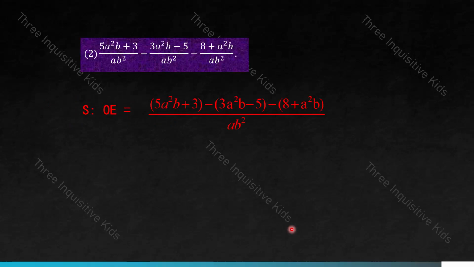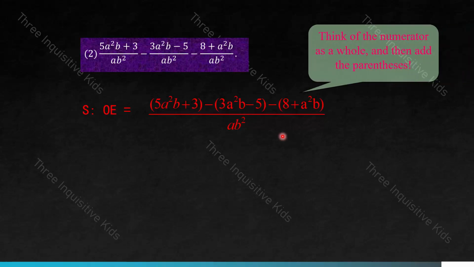We combined all of the numerators, and we are sure to add the parentheses around each of the numerators. As you can see here, there are 2 negative signs. And these negative signs, or subtraction signs, are why we must remember to add these parentheses, right? Because we're not just subtracting 3a squared b, we're subtracting this and the minus 5. So essentially we are adding 5.